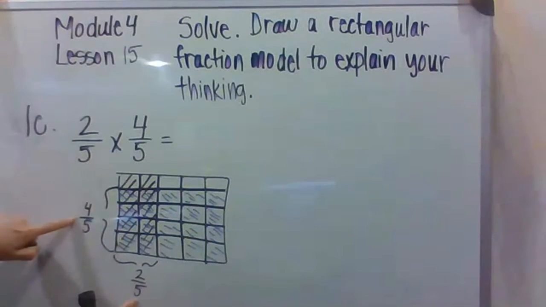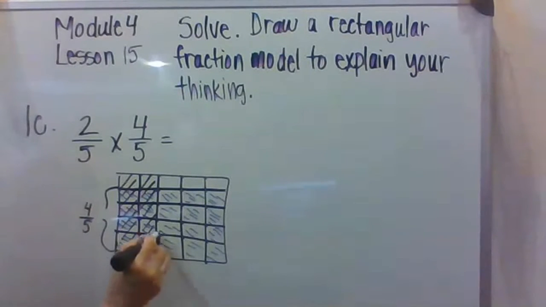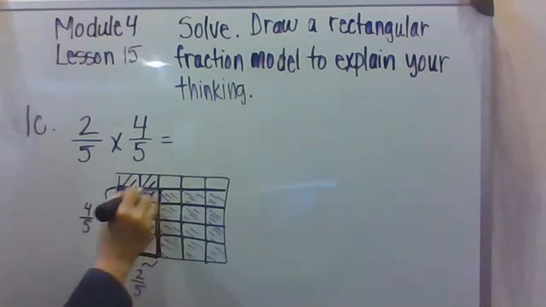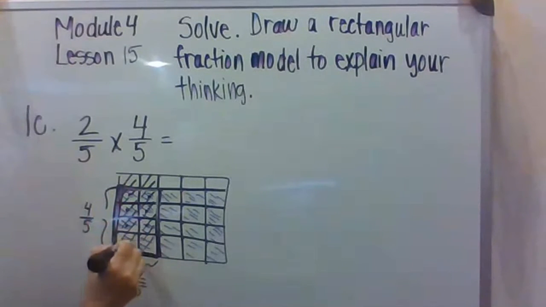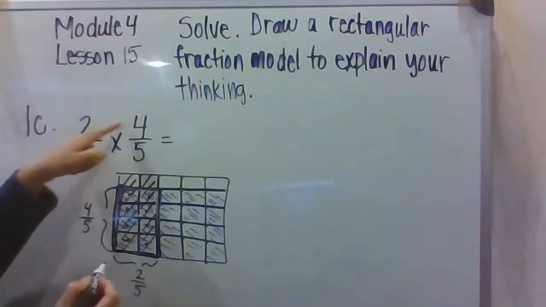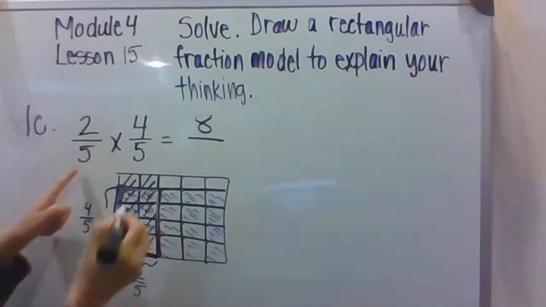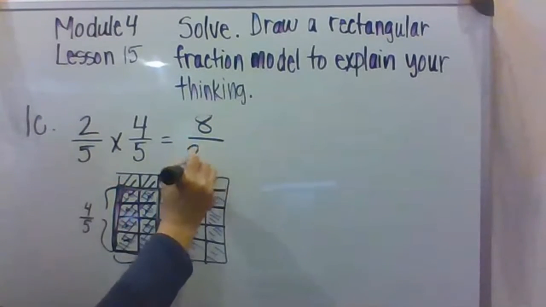So 2/5 times 4/5. Okay, you look and see what's overlapped or colored in twice. And that's where your answer lies. You can see it: 1, 2, 3, 4, 5, 6, 7, 8. And again, 2 times 4 is 8. And 5 times 5 would be 25.